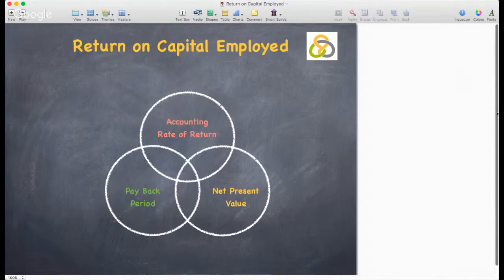The payback period. This method of investment appraisal calculates the length of time a project will take to recoup the initial investment. In other words, how long a project will take to pay for itself. The method is based on cash flows.